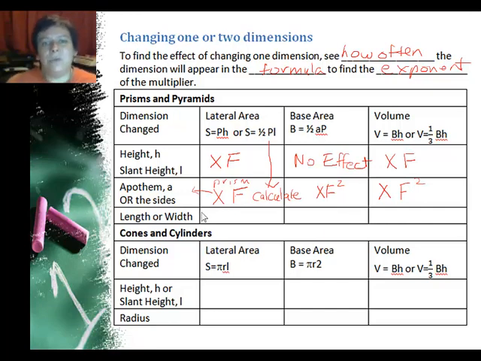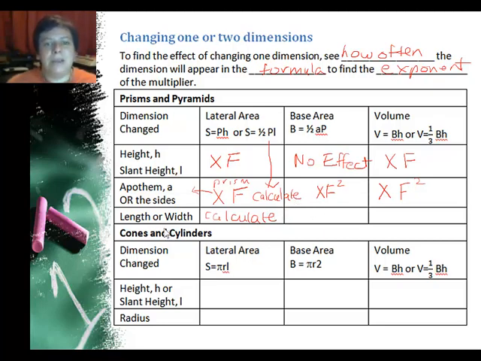Now, this is for a rectangular prism or pyramid. If I'm dealing with lateral area, you probably just want to go ahead and calculate this one, because if I double the length of the width, that could affect the slant height. It won't necessarily affect the height, and so that would be a straight calculate.